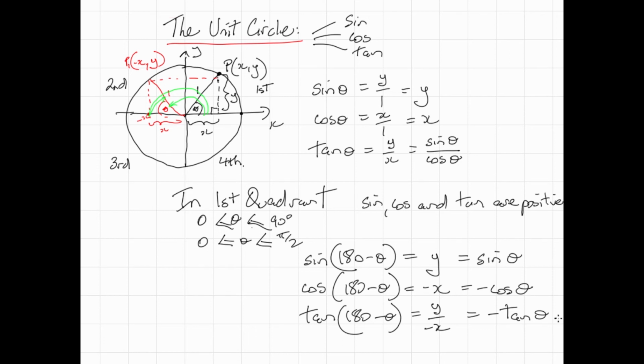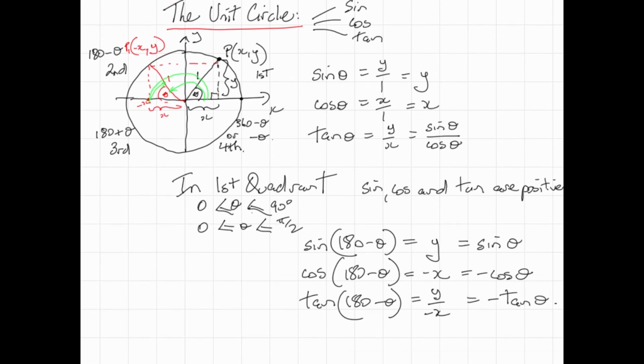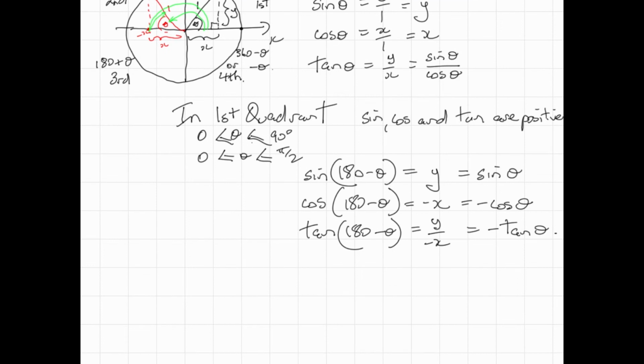And so on. We can move around the circle, and here the angles in here are 180 minus theta, angles here are 180 plus theta, and here we can go 360 minus theta, or just minus theta will bring us into the fourth quadrant. So we can continue on. So this is in the second quadrant. We've got all of those in the second quadrant.